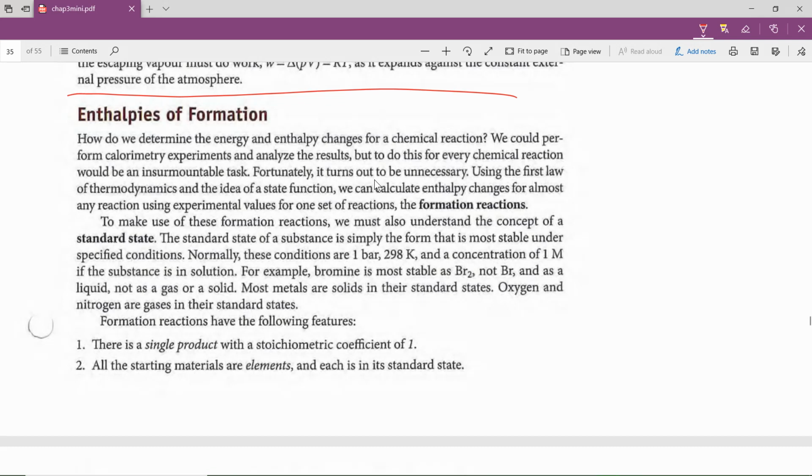We could keep performing experiments, but that will be insurmountable. There's a heck of a lot of chemical reactions. Using the first law of thermodynamics and the idea of a state function, we can calculate enthalpy changes for almost any reaction using experimental values.